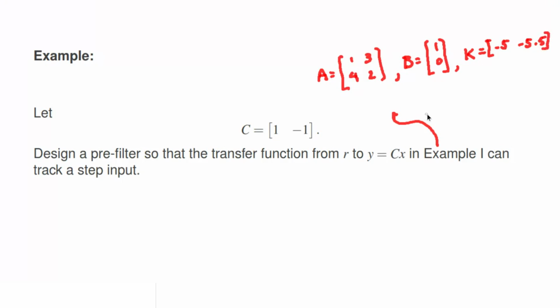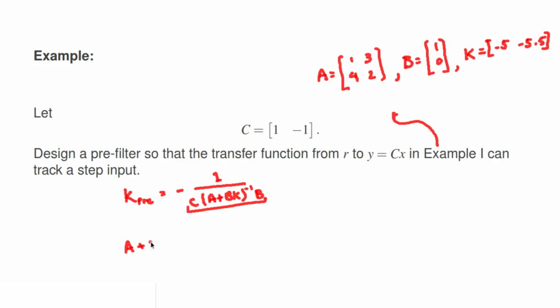And that is all we need, in fact. So we just showed that K pre is given by minus 1 over C (A plus BK) to the minus 1 B. So to answer this question, we just need to compute what this thing is. So let's start with (A plus BK) inverse.